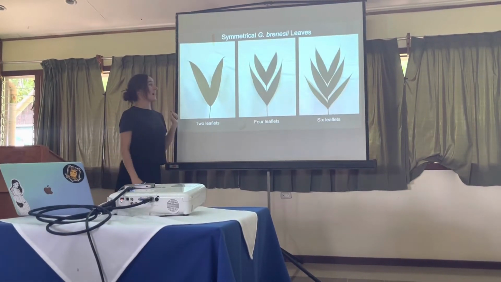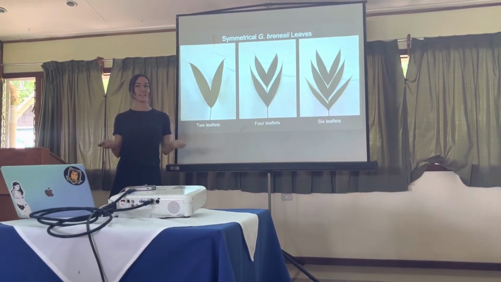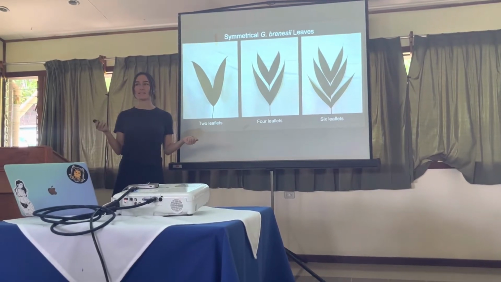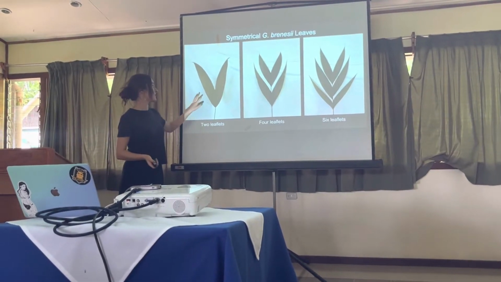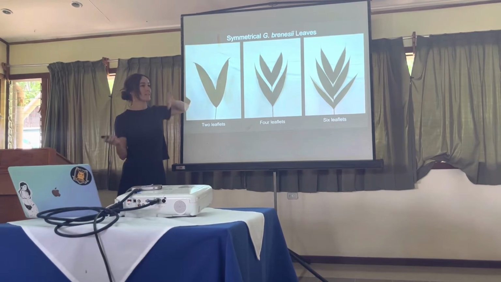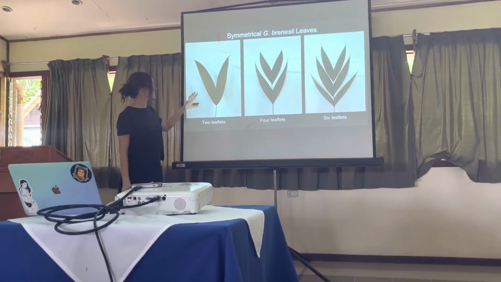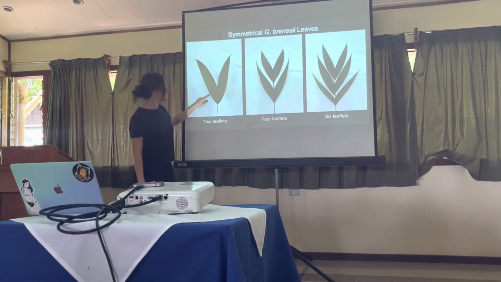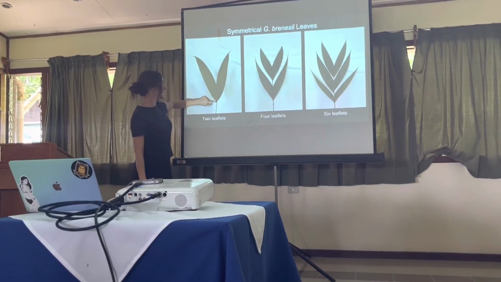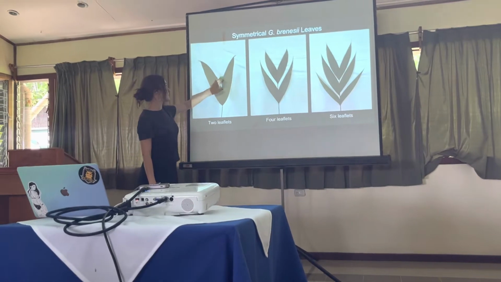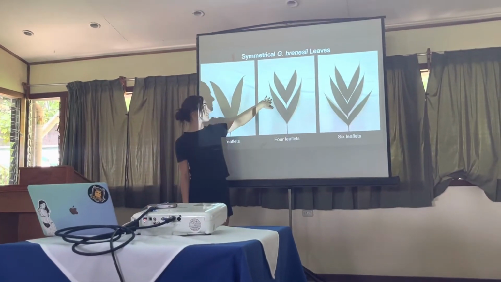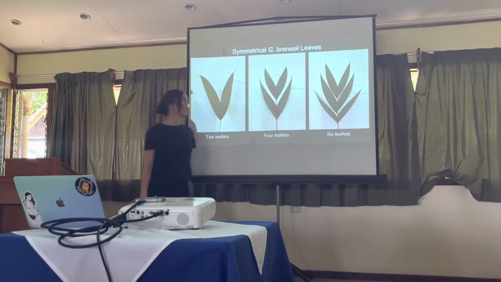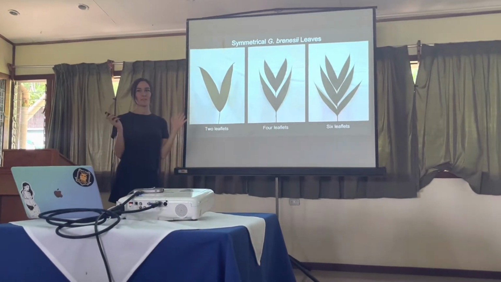So, I collected leaves. First I was hiking, I saw that they vary so much, so I collected leaves and took photos, and I found that there are symmetrical and asymmetrical leaves. The symmetrical are, starting here, 2 leaflets, 4 leaflets, and 6 leaflets. So this right here is the center vein, the rachis, and you have 1 leaflet on either side. This one you have 2 on either side and 3 on either side. As you can see, they're symmetrical, they're the same on both sides of the rachis.